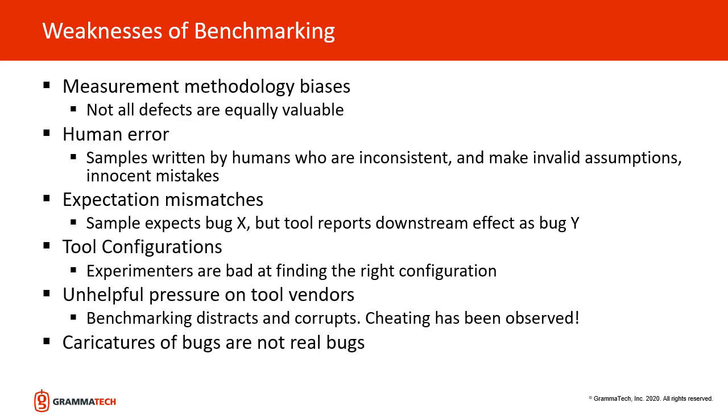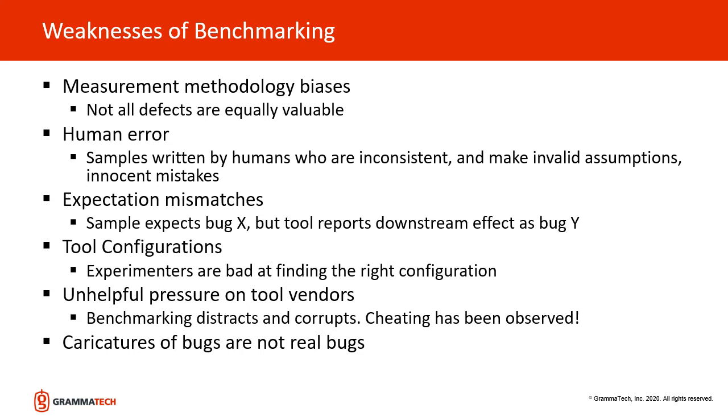Then there's human error. Many of these samples were written by humans, and of course humans make innocent mistakes, even though they're well-intentioned. They make invalid assumptions, and they're inconsistent. So this means you get samples which aren't quite as good as you might like. We found several different errors in the samples that were in that benchmark suite.